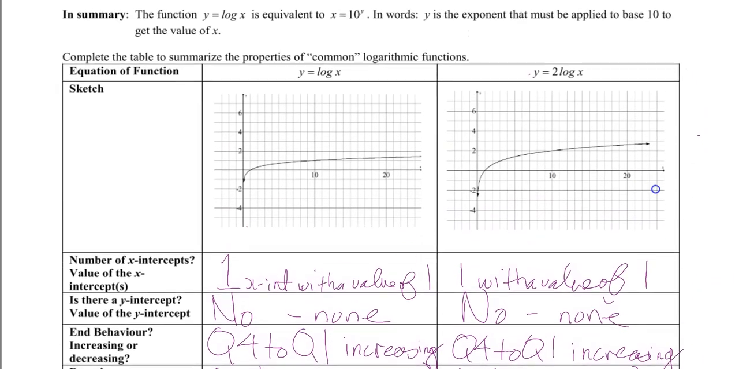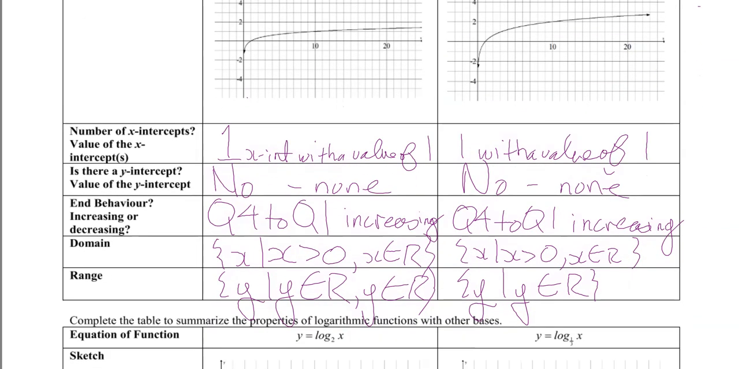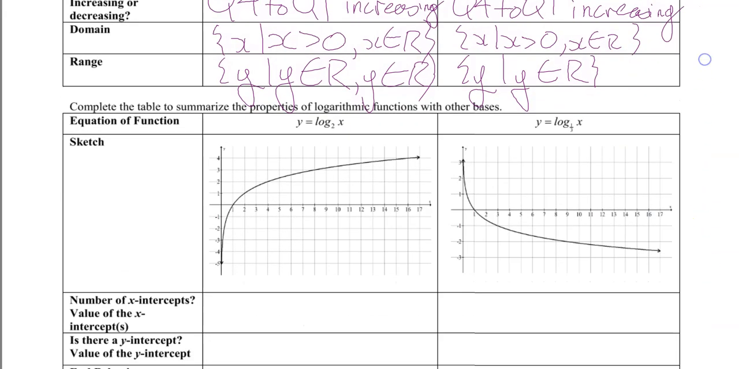So multiplying it by something didn't really change anything. None of these properties have changed. It's still Q4 to Q1 increasing, domain and range are exactly the same. There is no y-intercept, and there is one x-intercept with a value of 1.